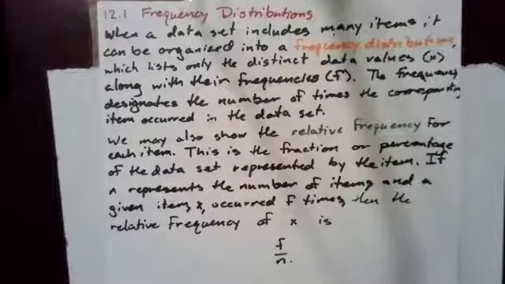We may also show the relative frequency for each item. This is the fraction or percentage of the data set represented by the item. If n represents the number of items and a given item x occurs f times, then the relative frequency of x is f divided by n.